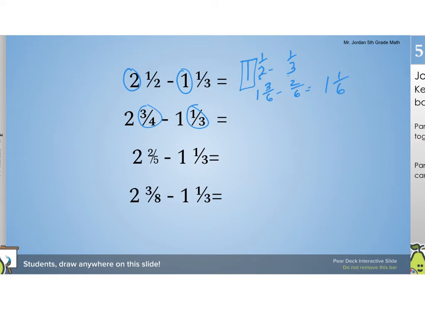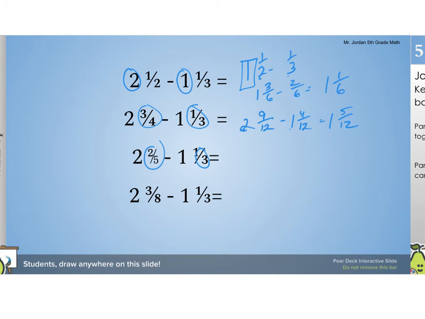It's going to be 12. So this is 9 12ths. So 2 and 9 12ths subtract 1 and 4 12ths. Can do the 2 subtract 1 is 1. 9 subtract 4 is 5 12ths. So it's 1 and 5 12ths.